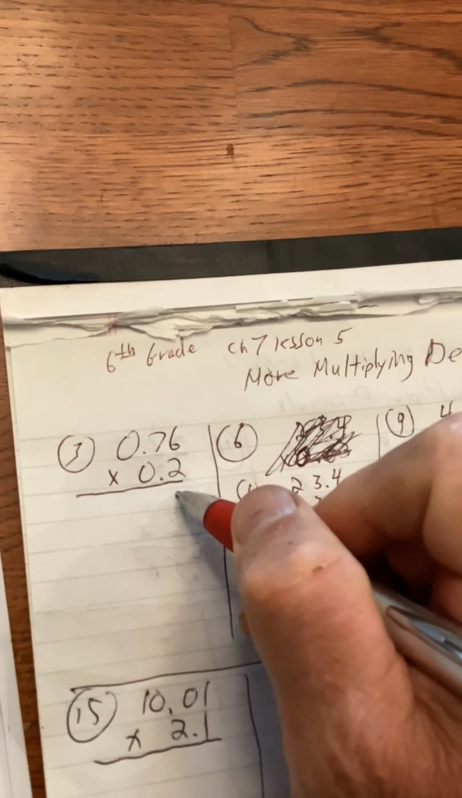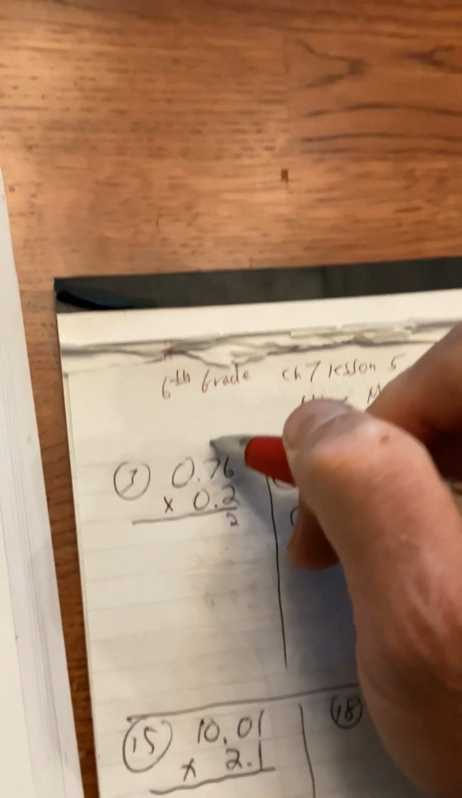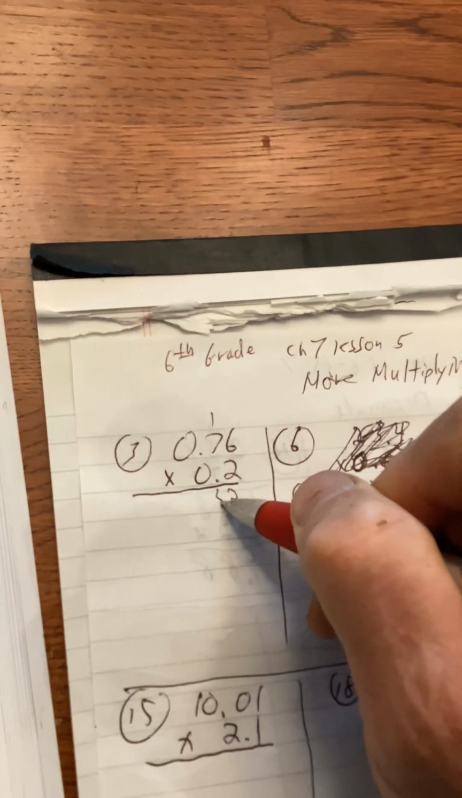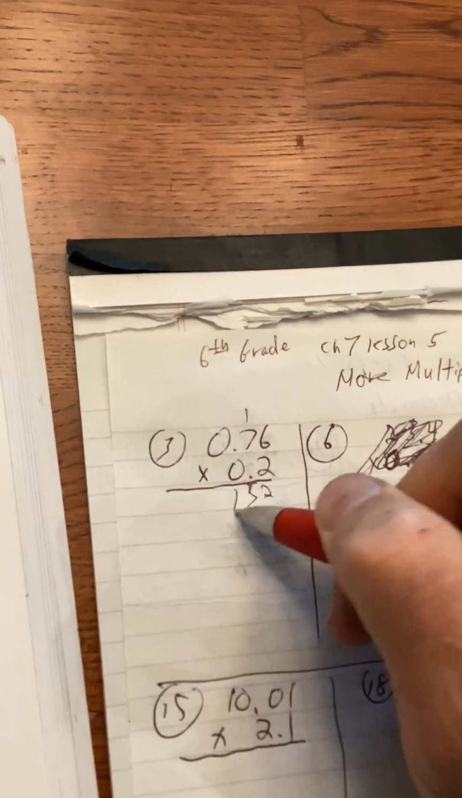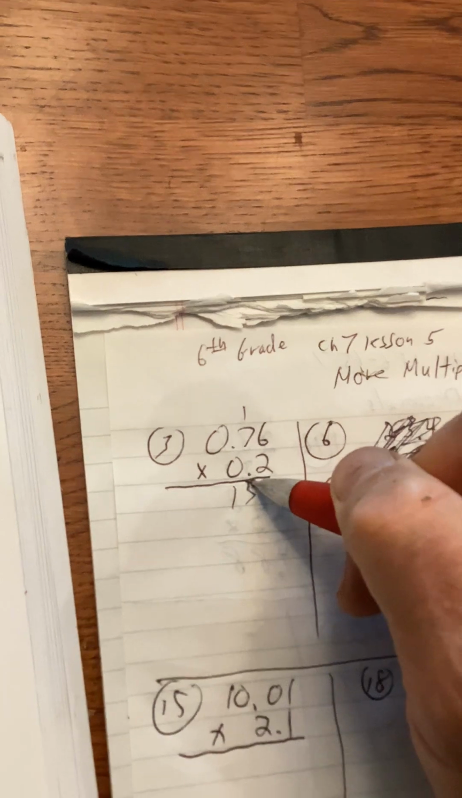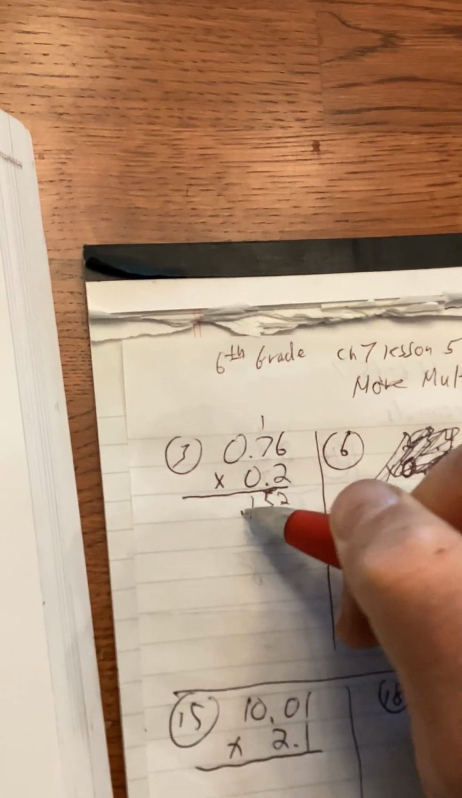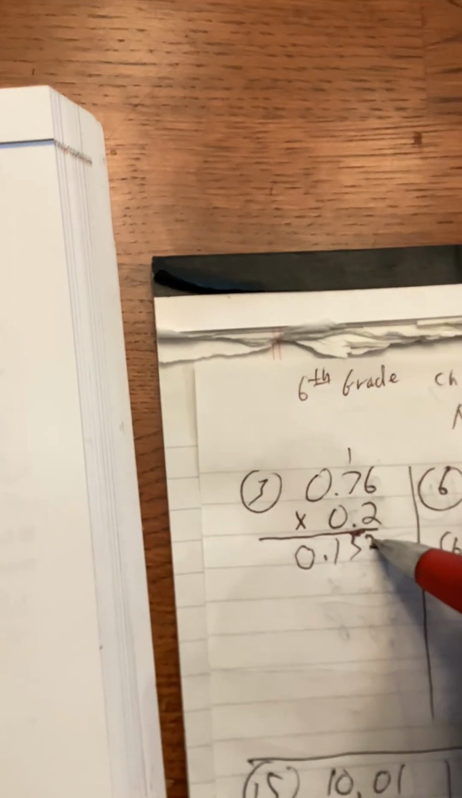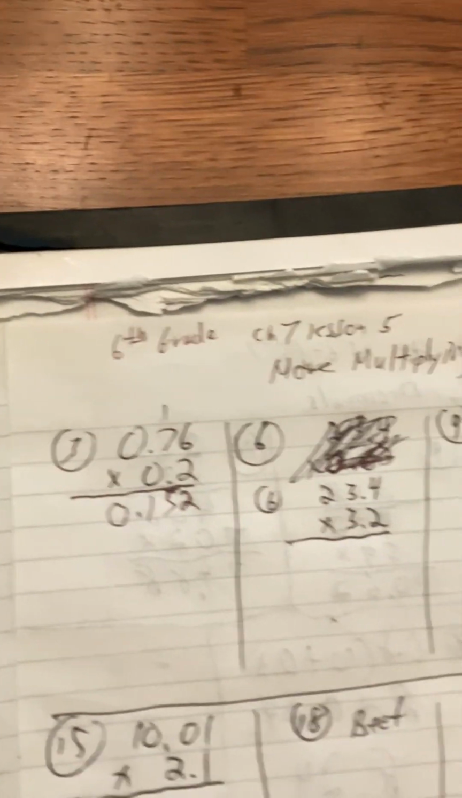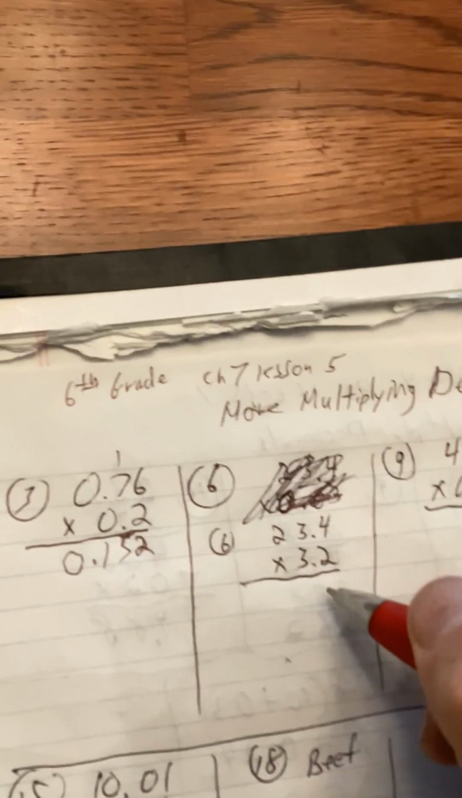2 times 6 is 12. Carry the 1. 14 plus 1 is 15. And you have 3 to the right, so you need to have 3 numbers to the right. It's a lousy 2. All right, I wrote it down wrong the first time.